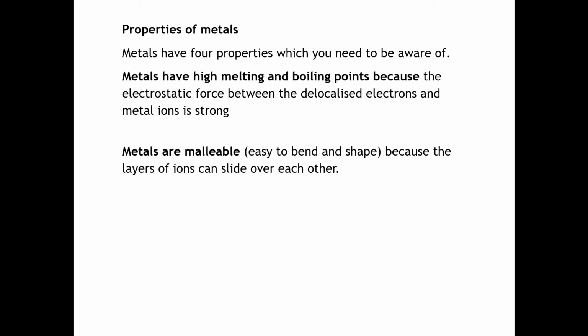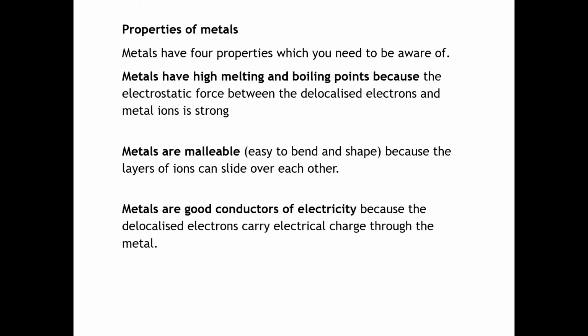The second property you need to know about is that they are malleable. This is a great GCSE word. This means we can bend and shape them, because these layers of ions can slide past each other in a pure metal. The third thing you need to know about is that they're all excellent conductors of electricity, because the delocalized electrons carry charge through the metal, through the lattice, through the structure.